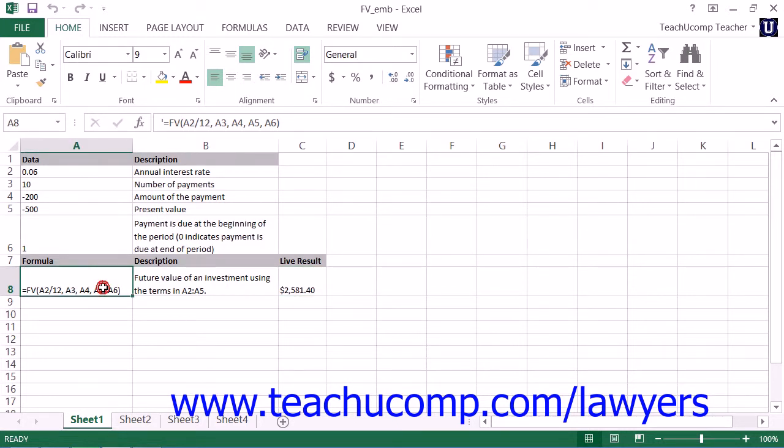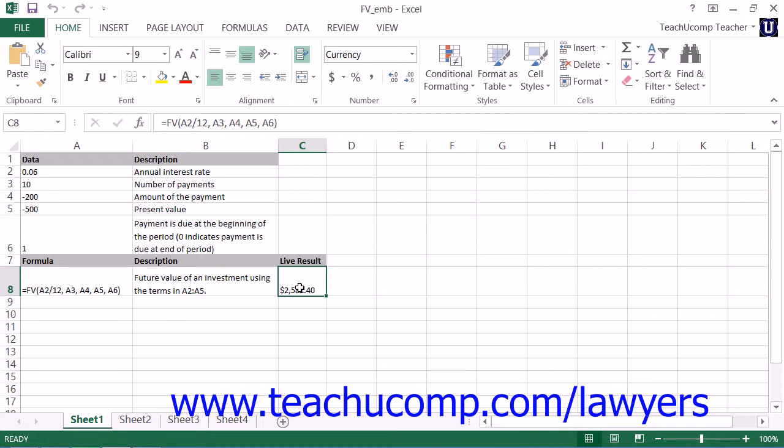So in cell A8, you can see an example of the formula syntax. Next, let's look at the arguments that are required by this function. The first argument is the rate, and it is a required argument. This is the interest rate per period.